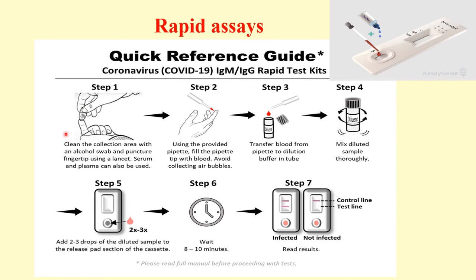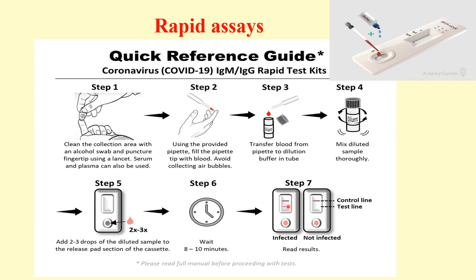The first step is you collect the blood from the fingertip of the patient. You puncture the skin of the fingertip, and then, using a pipette, you collect the blood. In step 3, you drop the blood sample from the pipette into the dilution buffer. Then you mix the dilution buffer with the blood sample. In step 5, you add this diluted blood sample through this hole in the cassette. So this is the cassette, and you add the diluted blood into this hole, and then you wait for about 8 to 10 minutes, and then you read your results.